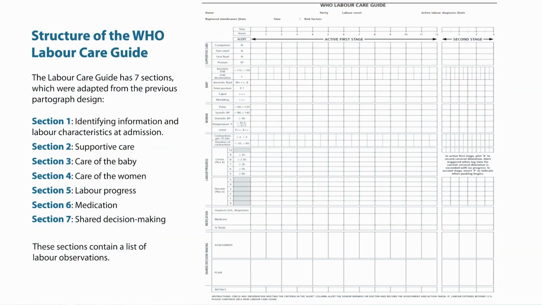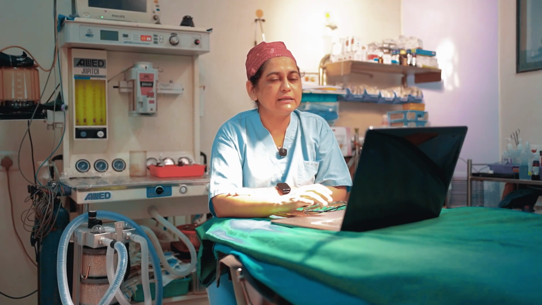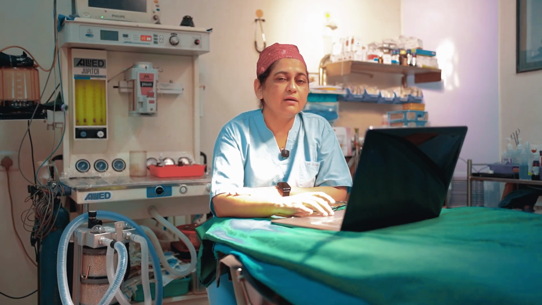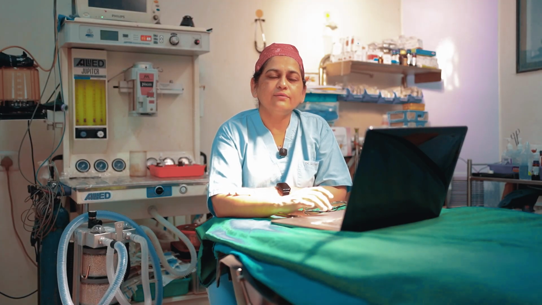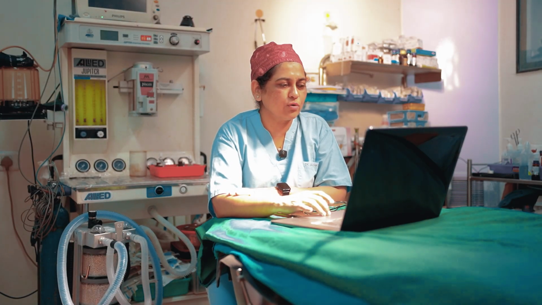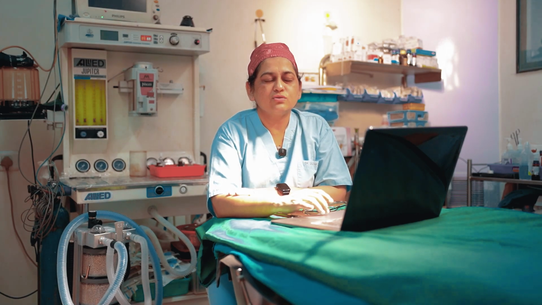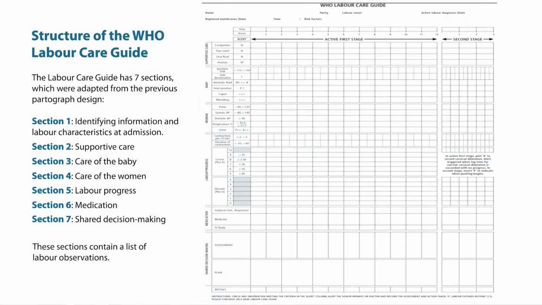Now coming to section 3, this detects the well-being of the baby. In this, we have to see the baseline fetal heart rate, whether it is less than 110 or more than 160, then it is significant. Then presence of fetal heart decelerations. Third is the amniotic fluid, presence of meconium or blood in the amniotic fluid, fetal head position, presence of caput and molding.